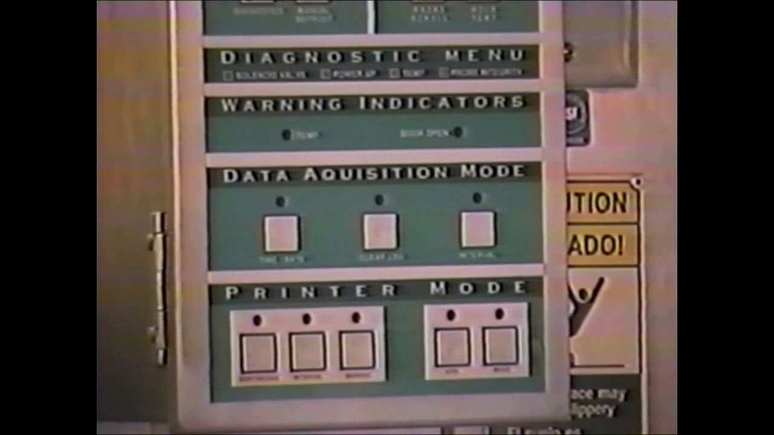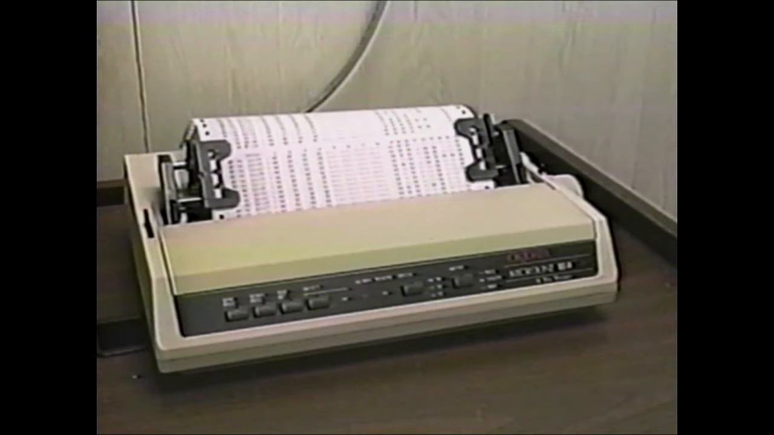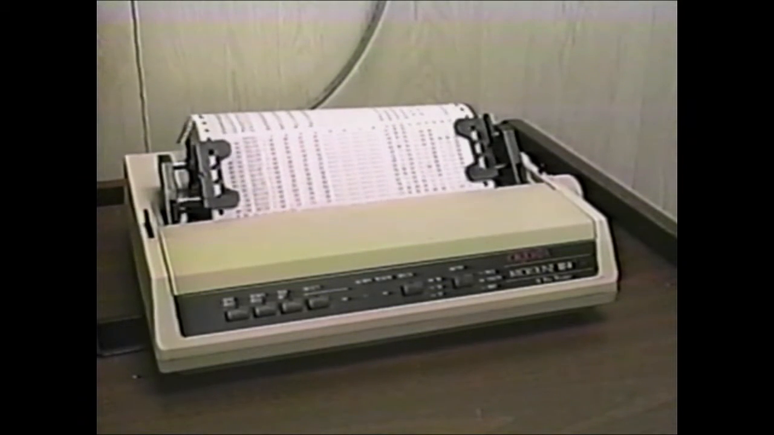The data acquisition section is used to store temperature readings into memory. This information can be sent to a serial printer for a hard copy printout. The serial printer is connected to a 9-pin connector located at the top of the control panel.